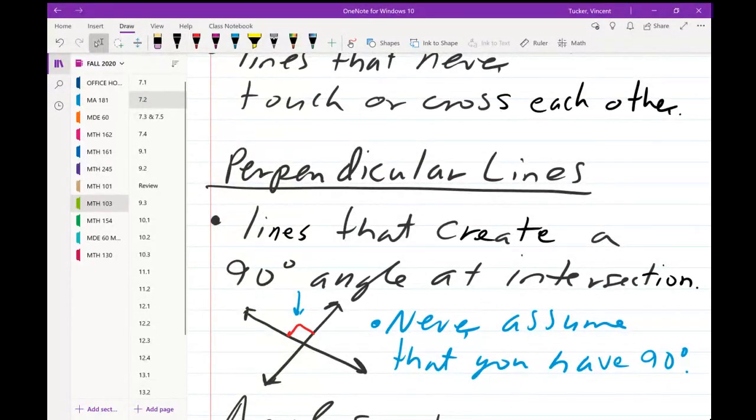All right, so in that diagram, you see we have that red square. You can never assume that you have 90 degrees. You need to see something of that nature. Either you need to see that red square, or in the directions, it has to say that these lines are perpendicular. But you can never assume that you have perpendicular lines. 89 degrees will look like 91 degrees to the naked eye. So you can never assume that you have 90 degrees.